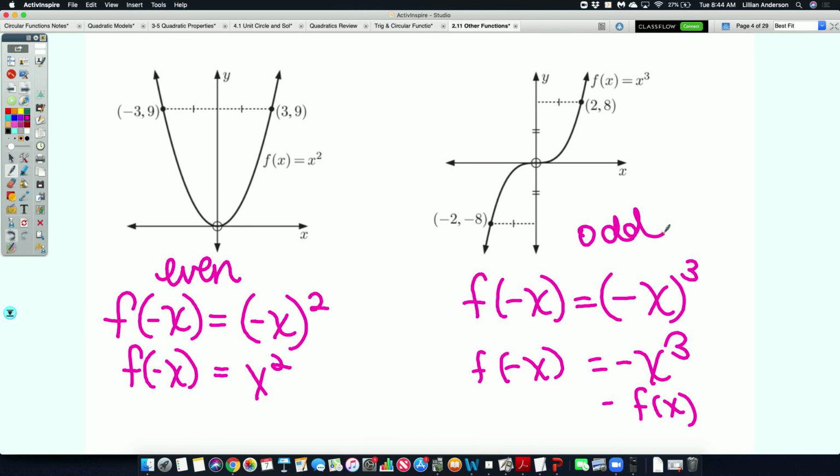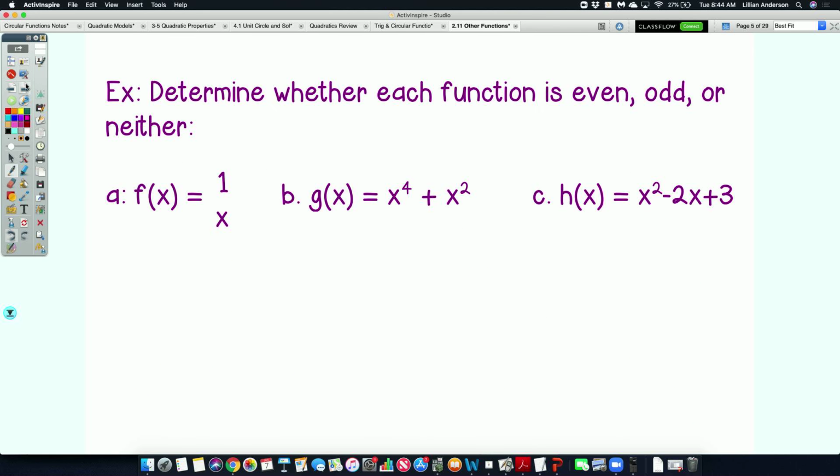Y'all remember? Okay. Well, then what I want you guys to do is determine this one. You can do this on your desk. I want you to determine whether each function, a, b, and c, is even, odd, or neither. So, again, to determine if a function is even, odd, or neither, we're going to plug in negative x for every x that we see in the function.